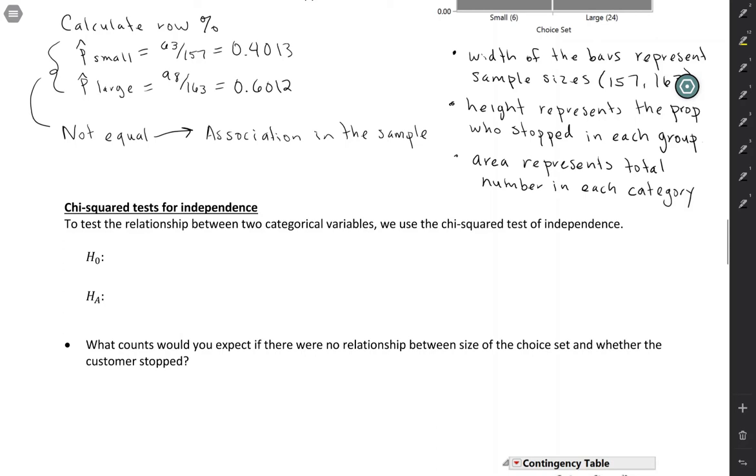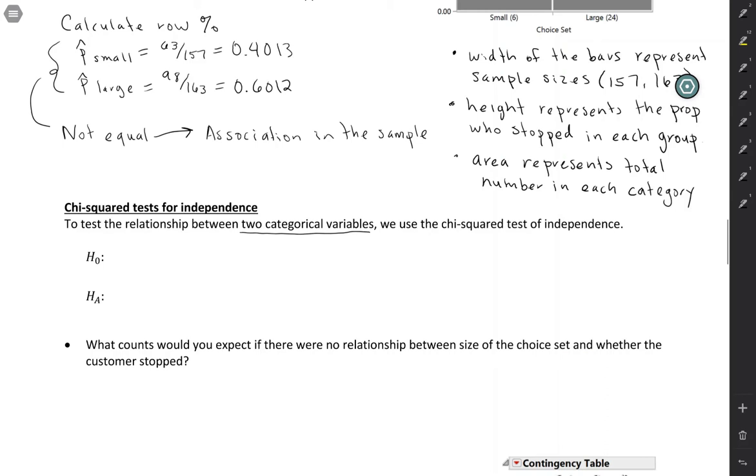Earlier, we used a chi-square goodness of fit test to test the distribution of one categorical variable. This is a different chi-squared test called a chi-squared test of independence, and this is used to test the relationship between two categorical variables.